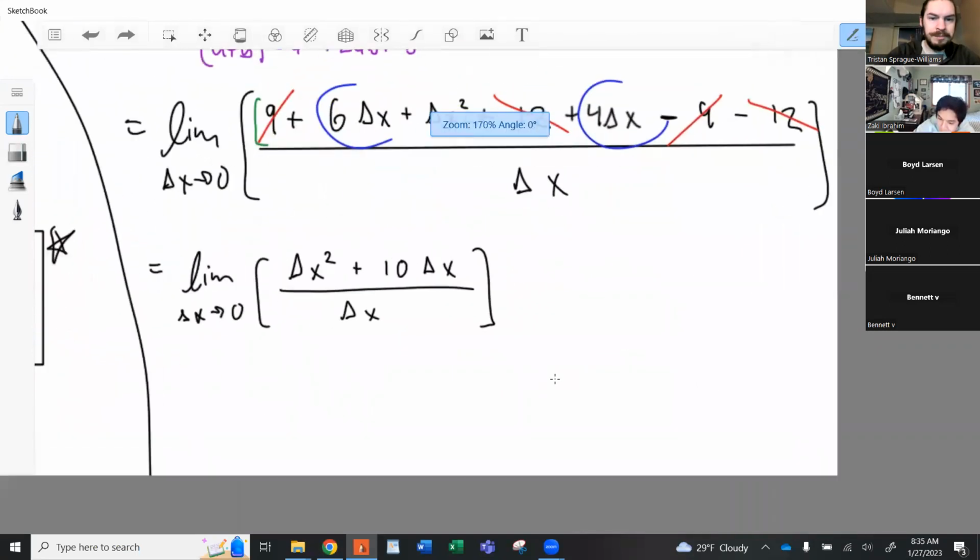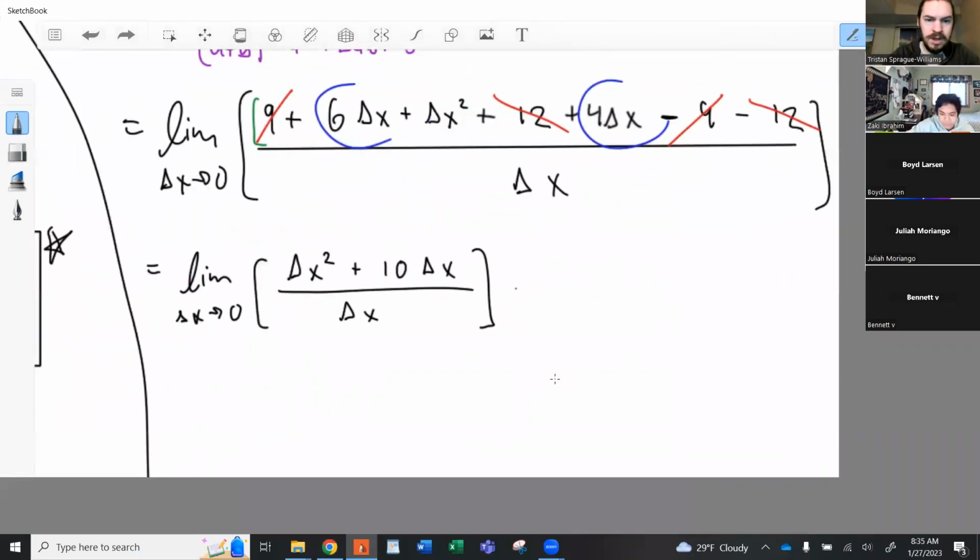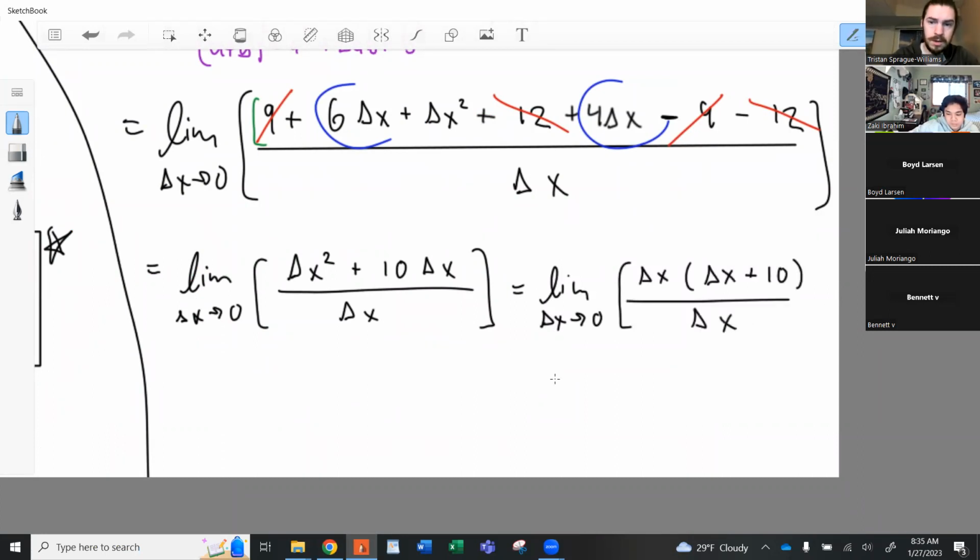Okay, so this is pretty nice and easy now, because all we need to do is factor and cancel. Never forget to factor before canceling. So there we go. If you factor out a delta x from the terms in the numerator, then you can cancel it. Be careful that you don't cancel before factoring. If you try to cancel first, you might get in trouble.